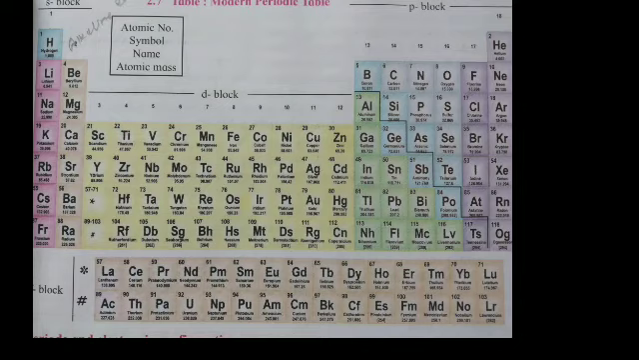A zigzag line can be drawn in the p block of the periodic table. The 3 traditional types of elements can be clearly shown in the periodic table. All the metals lie on the left side of the zigzag line, while non-metals lie on the right side of the zigzag line, and all the metalloids are present on the border of the zigzag line.